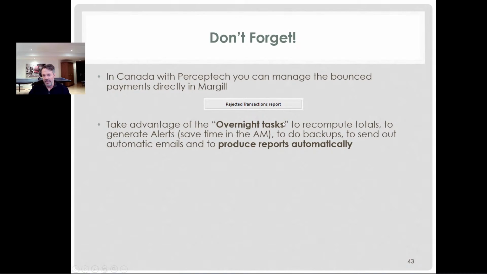Take advantage of the overnight tasks. If you come in the morning and Margill takes a while to pop up, it's because it's doing a bunch of things as you launch it the first time. If you run the overnight tasks, it recomputes totals, it'll do backups, it'll generate alerts, all while you're sleeping. So when you come in the morning, you'll save a lot of time if it takes a while. And you can also use the overnight tasks to produce reports automatically.